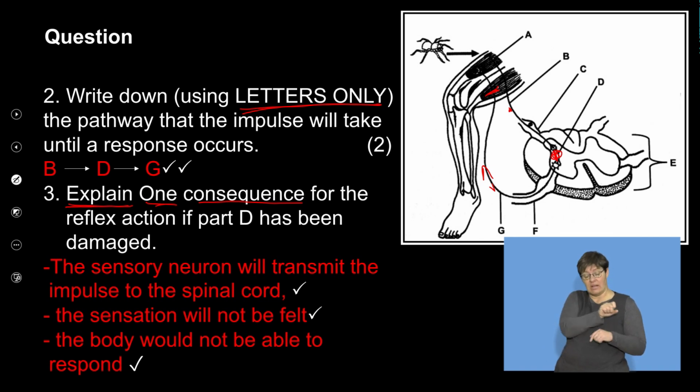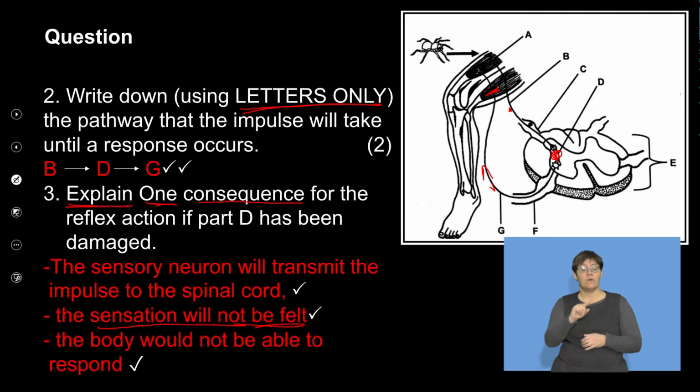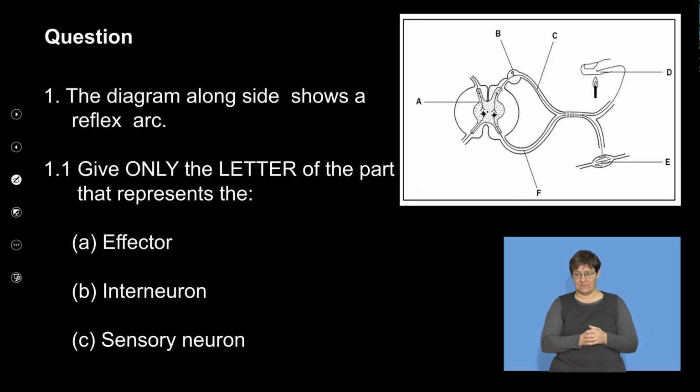Then after the transmission of impulse by the sensory neuron from the sense organ, what will happen? Then the sensation will not be felt. Why? Because this part is damaged. Then what will happen? The body would not be able to respond. So this is the cause. Its sense will not be felt, so the body will not respond. I gave the cause and effect for the verb explain.